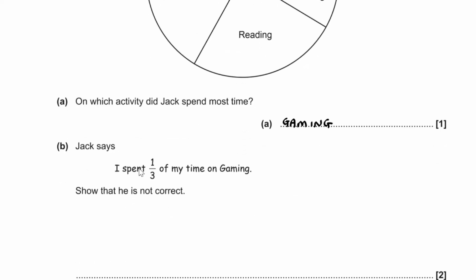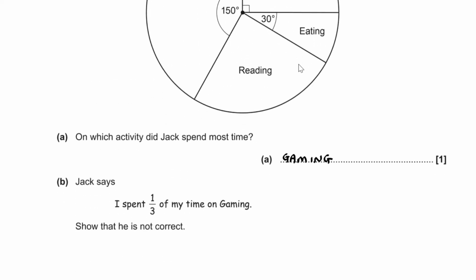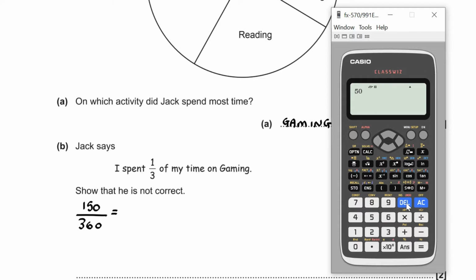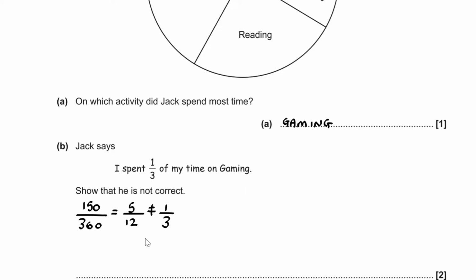And for part B, Jack says, I spent a third of my time gaming. Show that he's not correct. Well, in total we have 360 degrees in a point, and 150 of those corresponds to gaming. So 150 divided by 360, you'd find this to equal 5/12. And because this does not equal the 1/3, we can therefore conclude he would be incorrect.